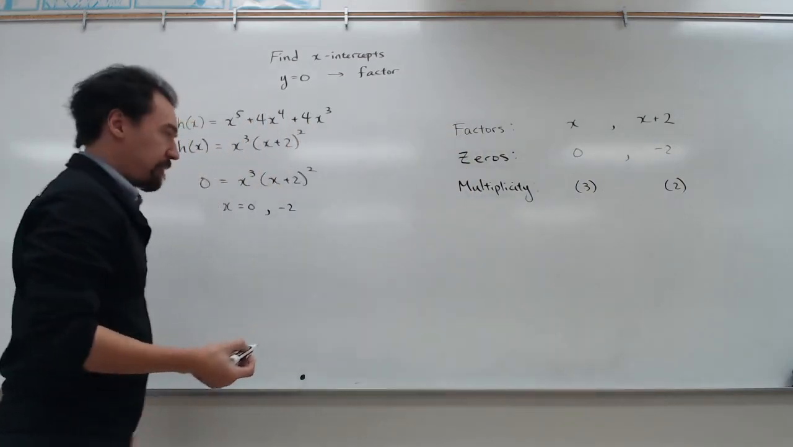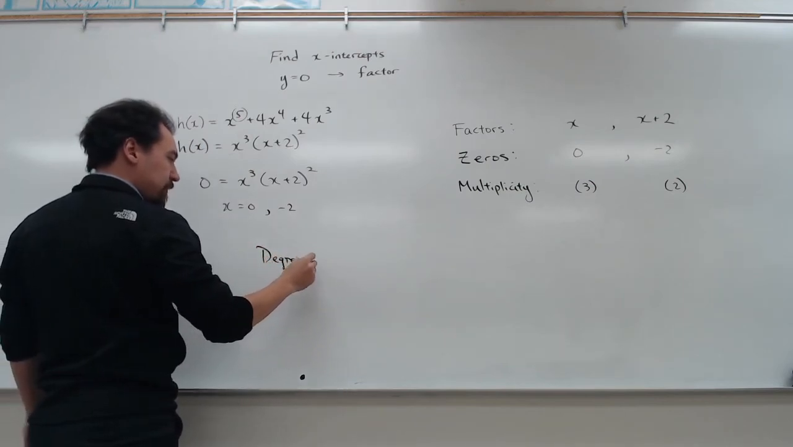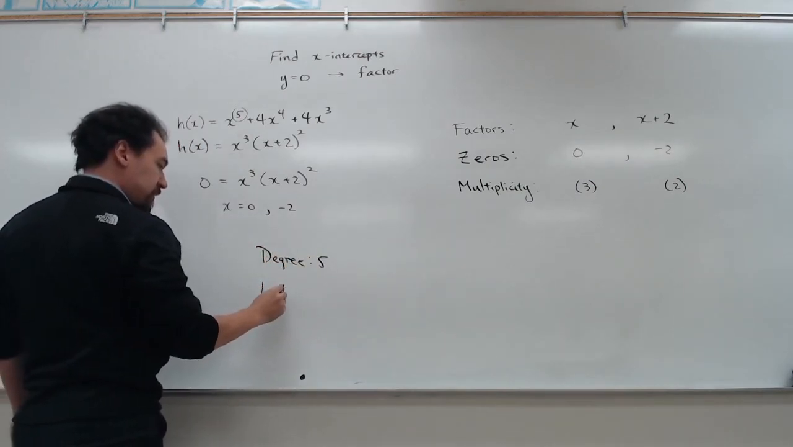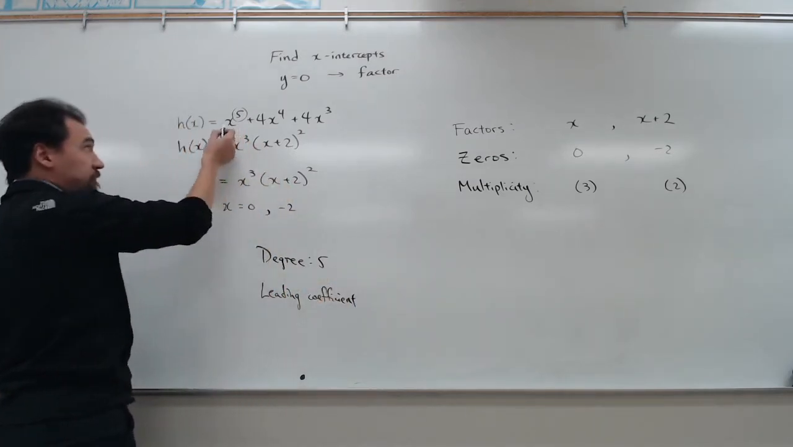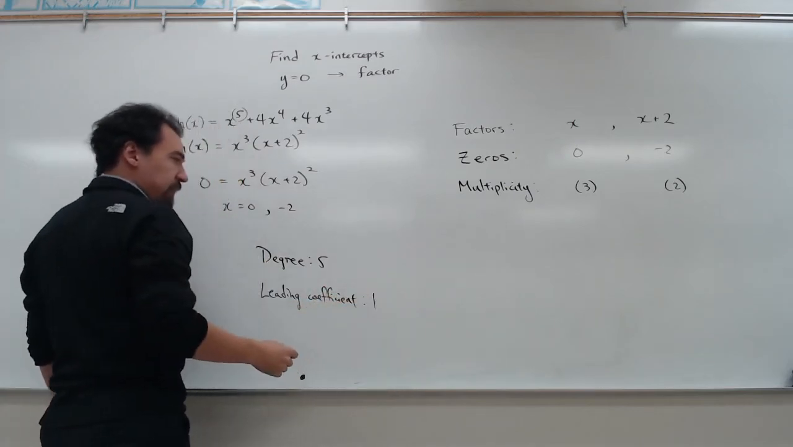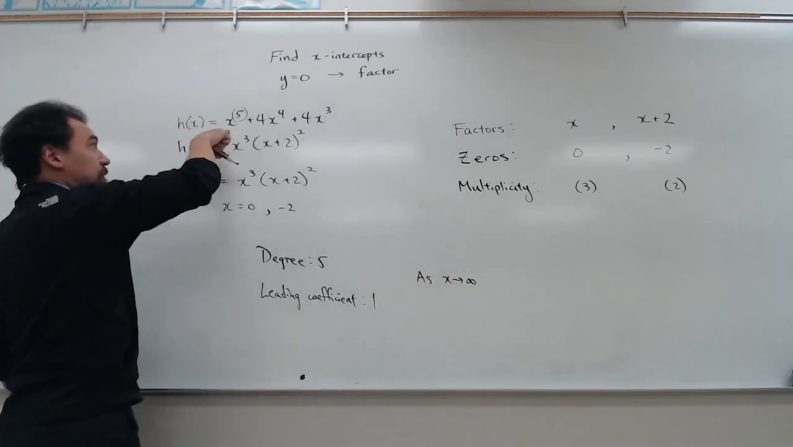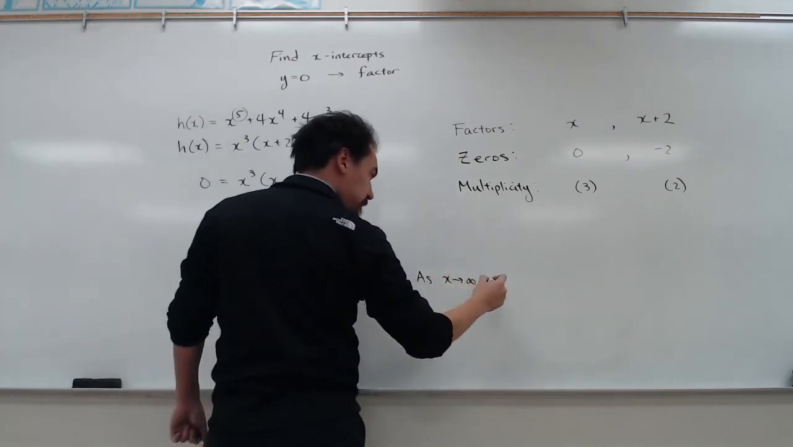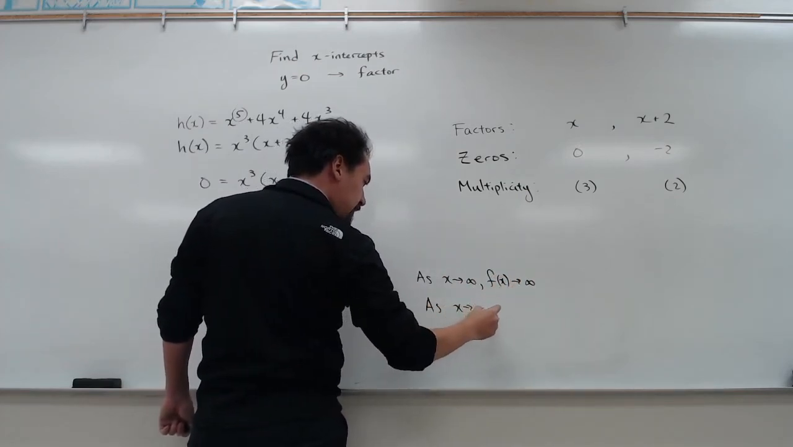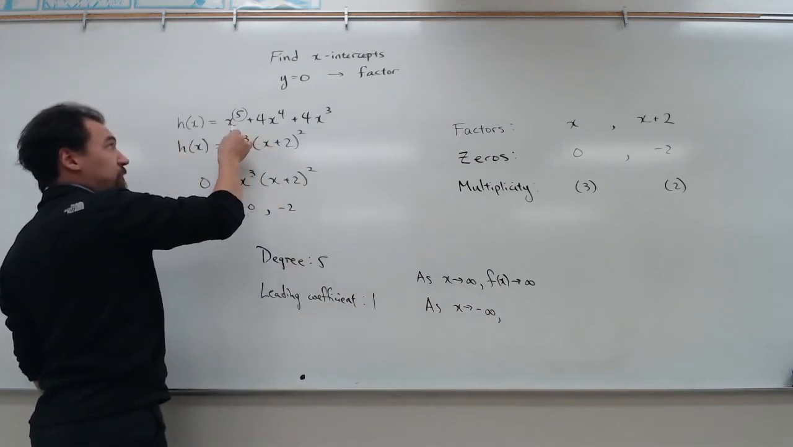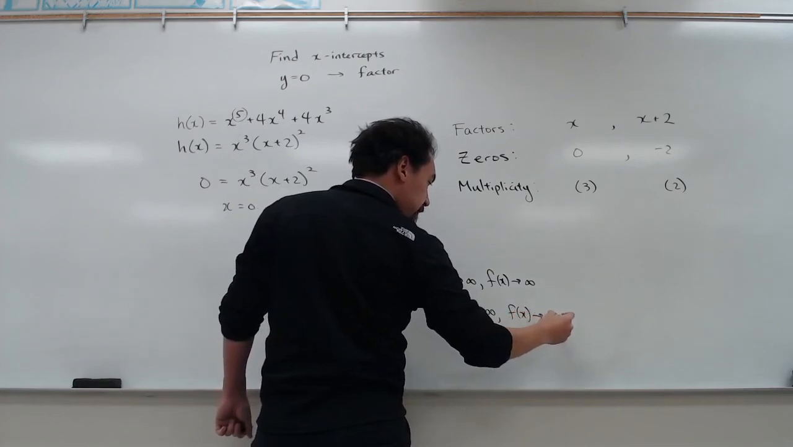Then we can look at end behavior. We can say the degree is 5. That's an odd degree. The leading coefficient is the number in front of the x to the 5 term. That's 1. And then our end behavior, as x approaches positive infinity, big positive number to the 5th power is big positive. F of x approaches positive infinity. And then as x goes to negative infinity, negative number to an odd power is negative, so I'm going to get f of x is very negative.